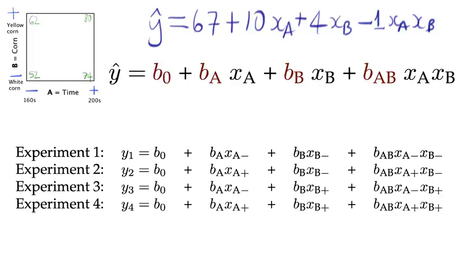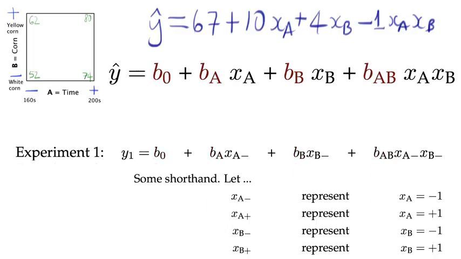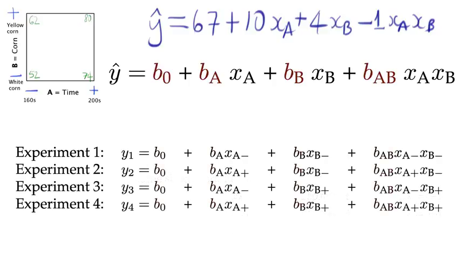Now take a look at what happens if I write that equation down for each of the 4 experimental points in the system. We can substitute in values for the coded units into this prediction equation. For the first experiment, for example, we would have y1 equals b0 plus ba times xa minus plus bb times xb minus plus bab times xa minus times xb minus. That's because xa is at the minus level and xb is at the minus level for the first experiment. We can repeat this process for the other 3 points in the cube, as shown here on the screen.